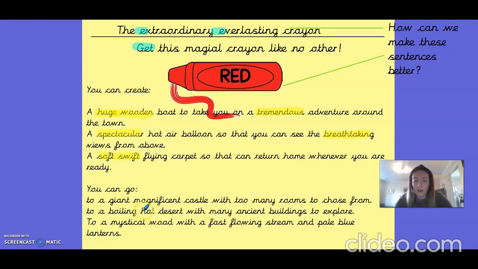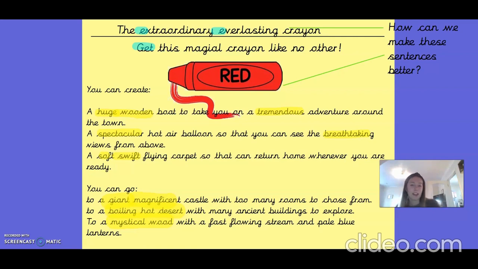Okay, so I've had a go at describing it in my story. So I have decided to say, to a giant, magnificent castle with too many rooms to choose from, a boiling hot desert with many ancient buildings to explore, and a mystical wood with a fast-flowing stream and pale blue lantern. So hopefully you've had a go at thinking of your own adjectives as well and thinking about how you're going to finish each sentence.